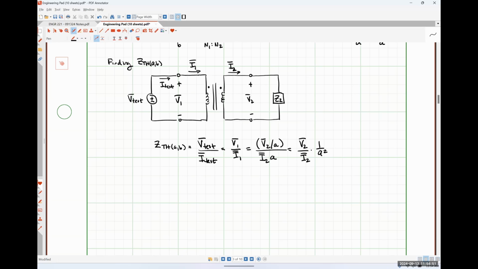What's V2 divided by I2? My impedance Z2, by definition. So the Thevenin equivalent impedance is just my secondary impedance divided by a factor of A squared. So if I want to reflect my secondary impedance over to my primary side, I divide by a factor of A squared.